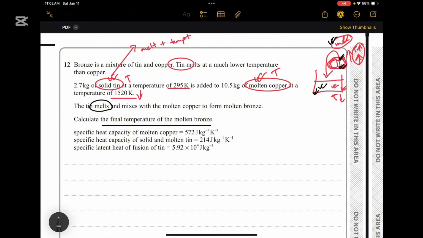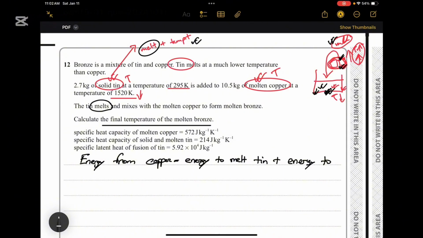So what we can write here is that the energy from copper is equal to the energy to melt tin, plus the energy to increase the temperature of tin. So let's figure out each and every point one by one.